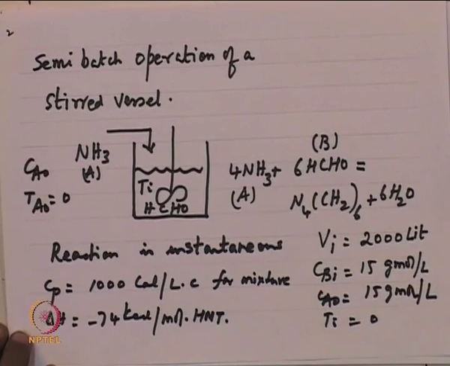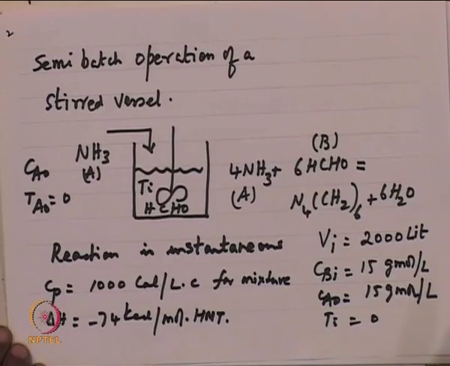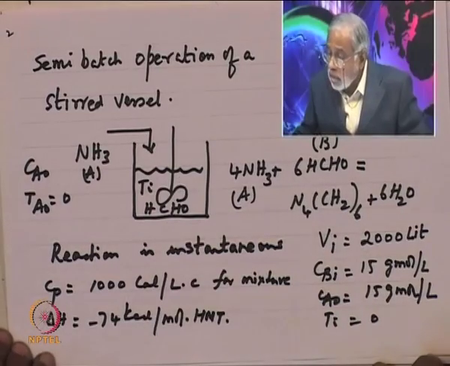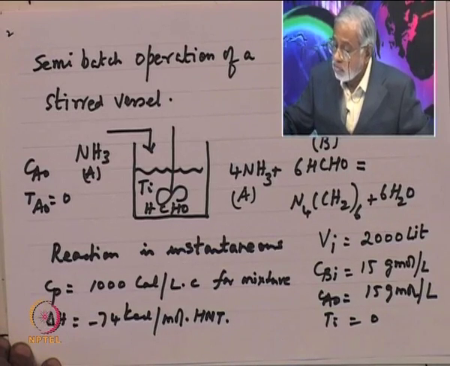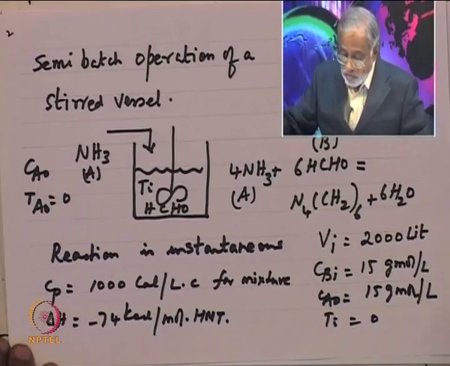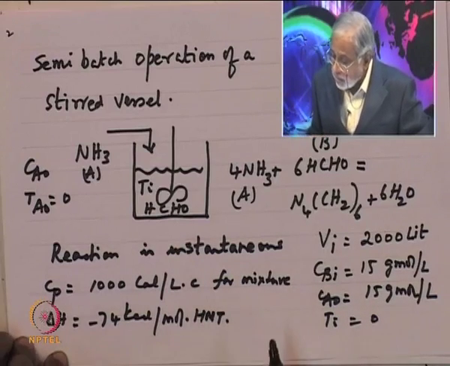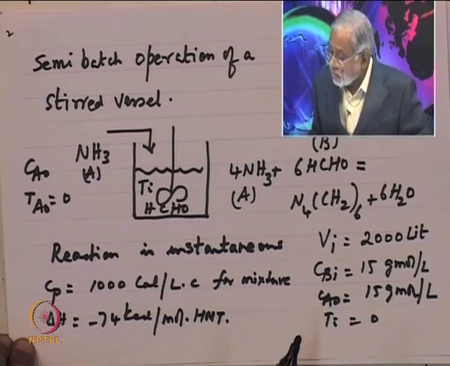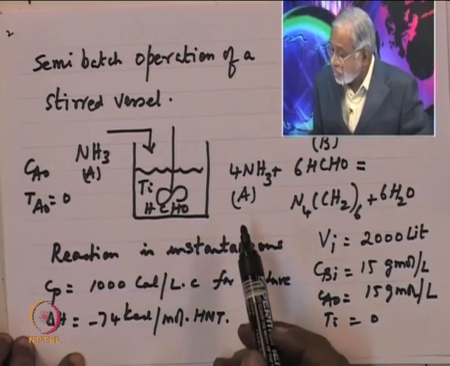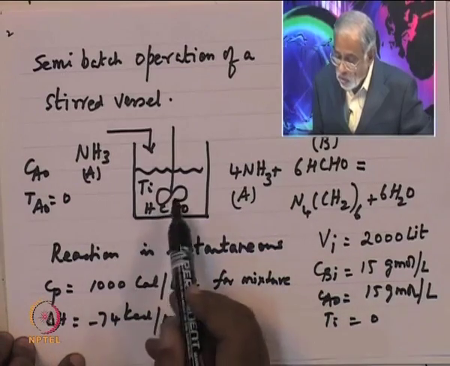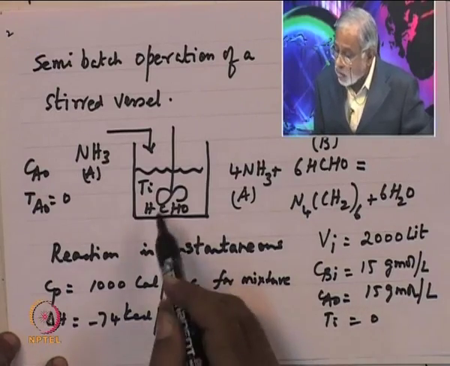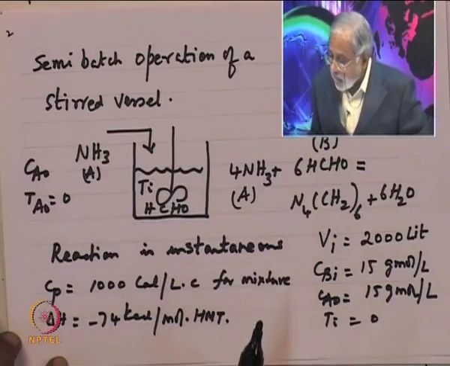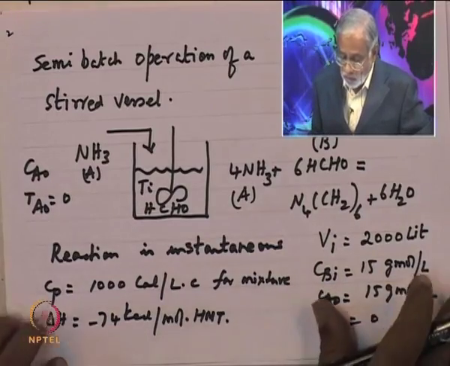Now, the question that we have to address is the following. Now that the temperature initially is 0, calculate the time required for complete consumption of formaldehyde, that is point one. The second part is the time required for the temperature to reach 60, it starts at 0, how long does it take to go to 60. The third part is how much heat is added or removed to maintain the temperature at 60 henceforth.